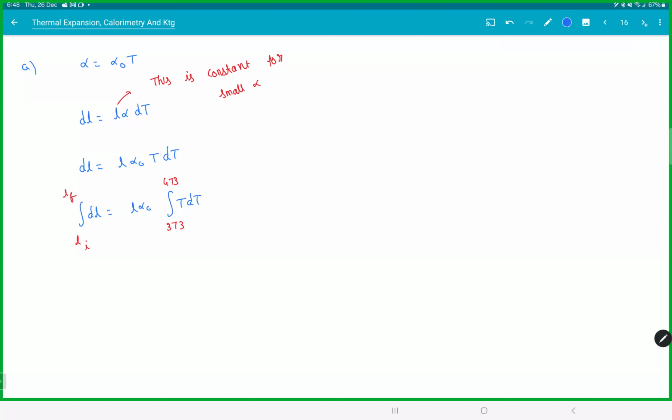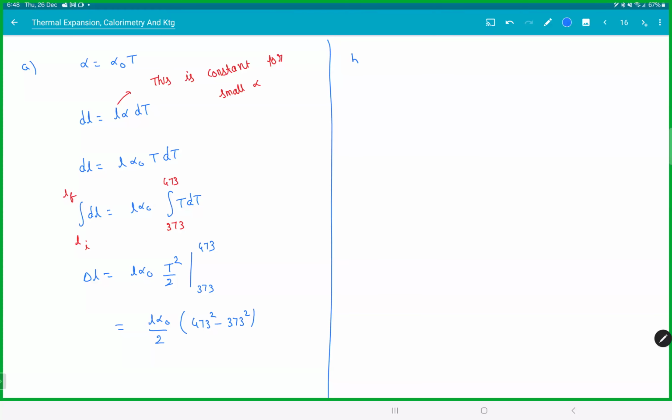Generally, delta T won't be a problem, but in squares you will have an issue. So this will be change in length is equal to L alpha naught T square by 2. Limits will be from 373 to 473. So this would be L alpha naught by 2, 473 square minus 373 square. Not a great number, but yeah.